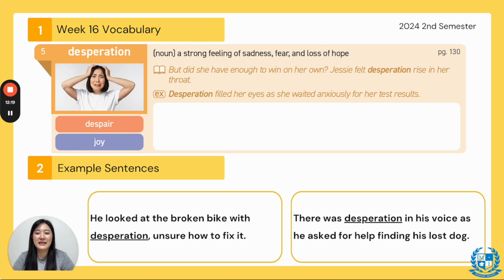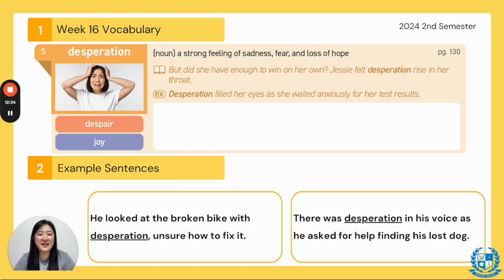Over here, it says, he looked at the broken bike with desperation, unsure how to fix it. So he looked at it, he's like, I broke my bike. And then he looked at it with desperation, sadness.